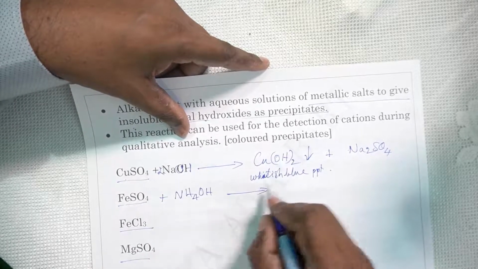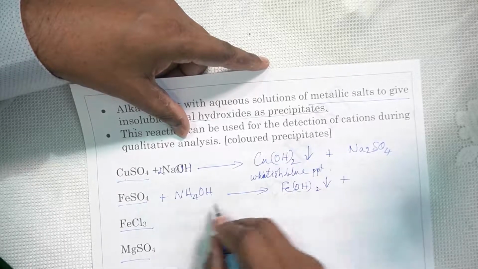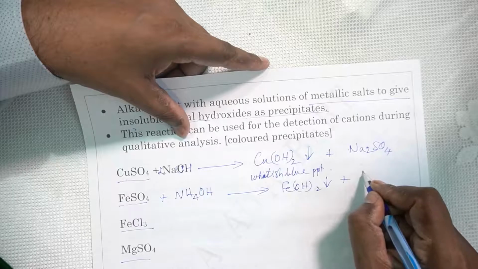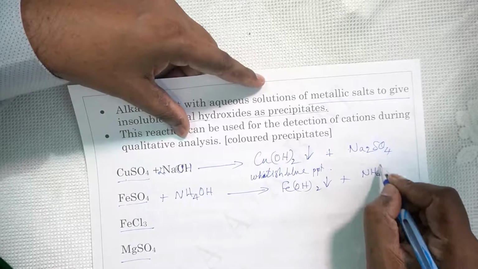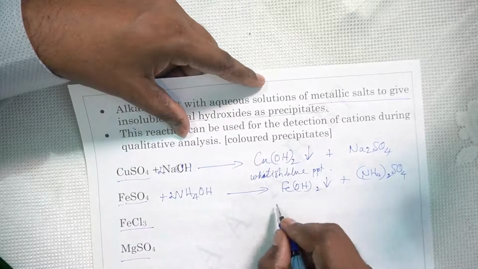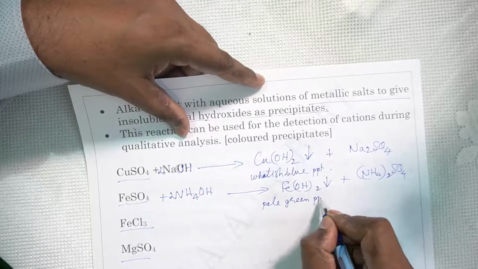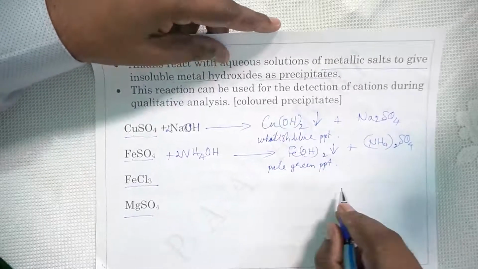So here again you will get Fe(OH)2 plus you have (NH4)2SO4. You need 2 molecules of this because it is divalent. This is a pale green precipitate, and in some books you find it as dirty green precipitate.